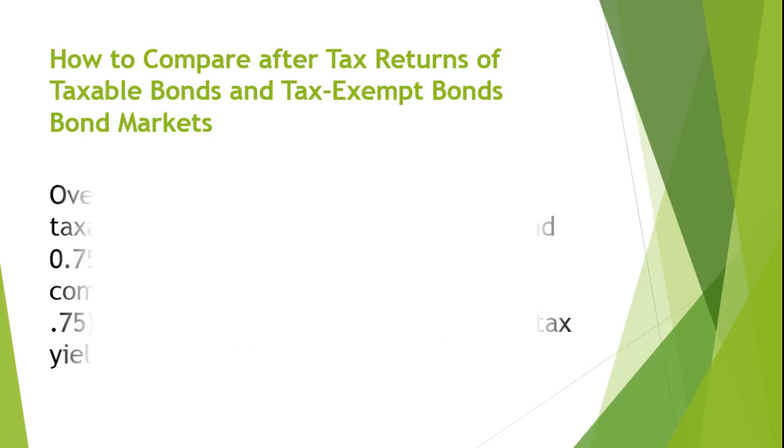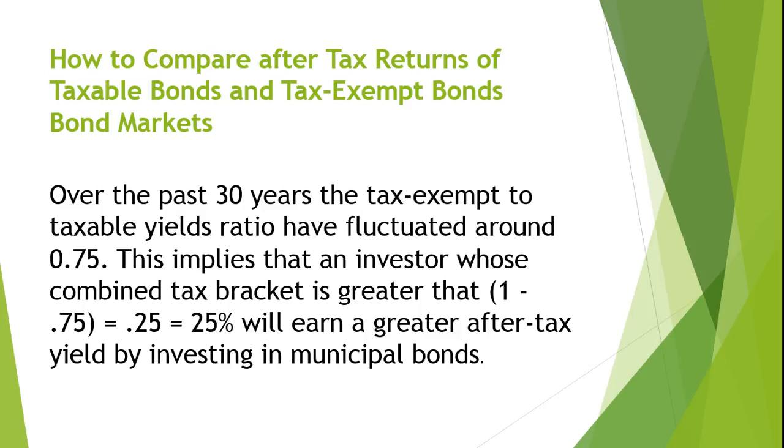Over the past 30 years, the tax-exempt to taxable yields ratio has fluctuated around 75%. This implies that an investor whose combined tax bracket is greater than 25% will earn a greater after-tax yield by investing in municipal bonds. It is important to remember that it's difficult to determine the differences in risk, so these comparisons need to be made relative to the riskiness of the bonds that are being compared.